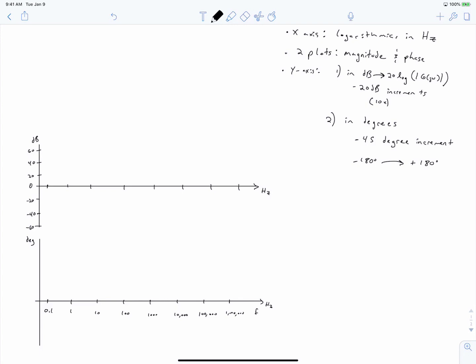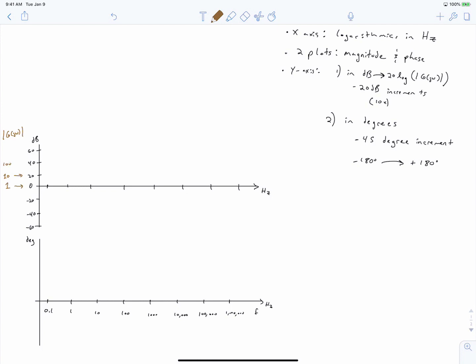Our y-axis, again, I said we have two axes, and the first one, or the top one, is the decibel representation of the gain of our transfer function. And again, we're going in 20-decibel increments. So to illustrate what this means, we can write to the left of this what the magnitude of our transfer function would be in order to obtain these 20-decibel increments. So 20 times the log of 1 is equal to 0 decibels. 20 times the log of 10 is equal to 20 decibels.